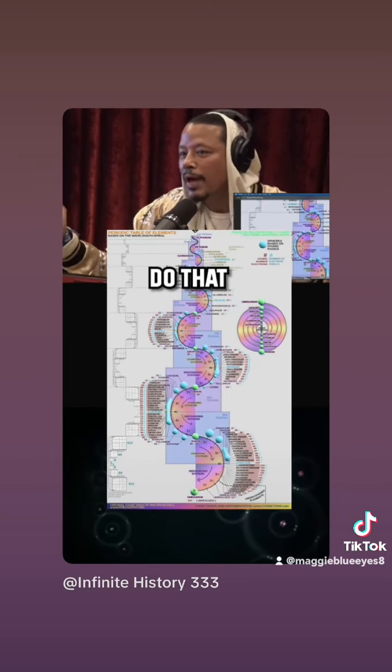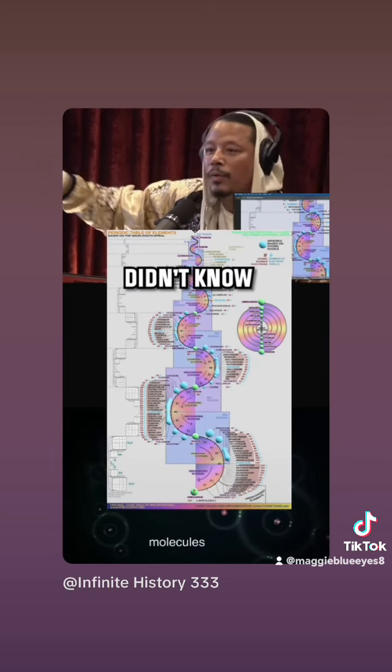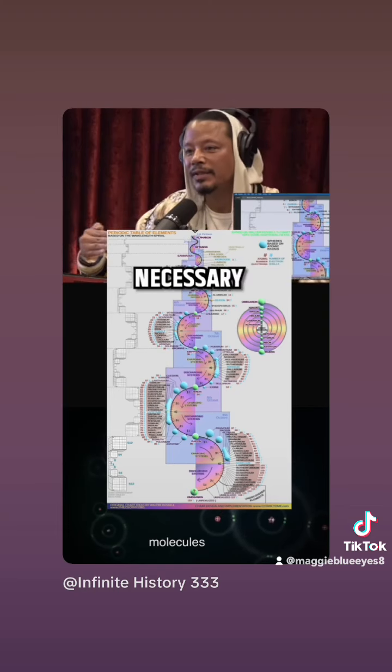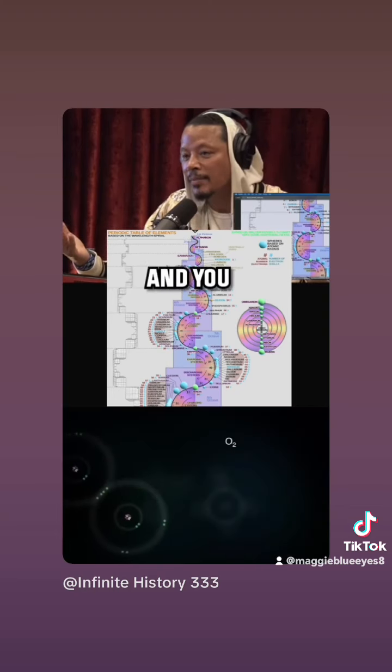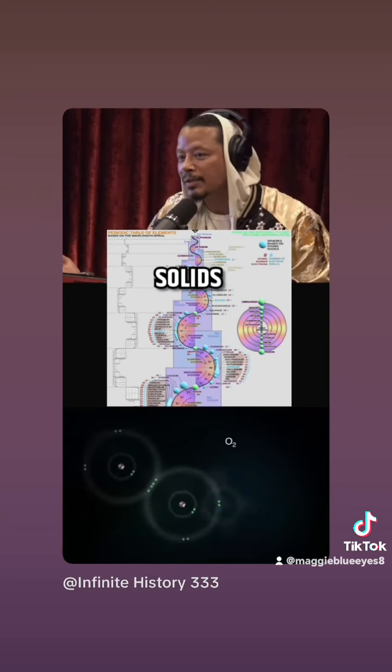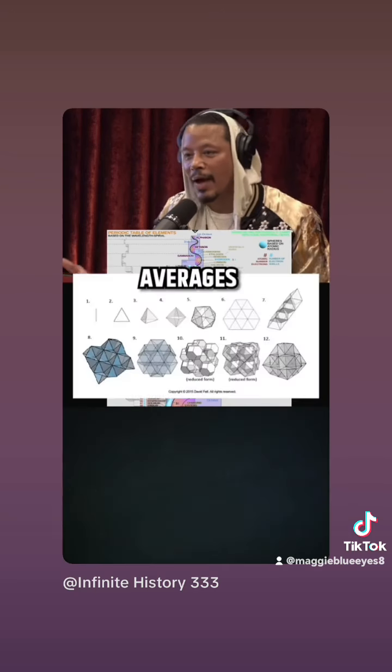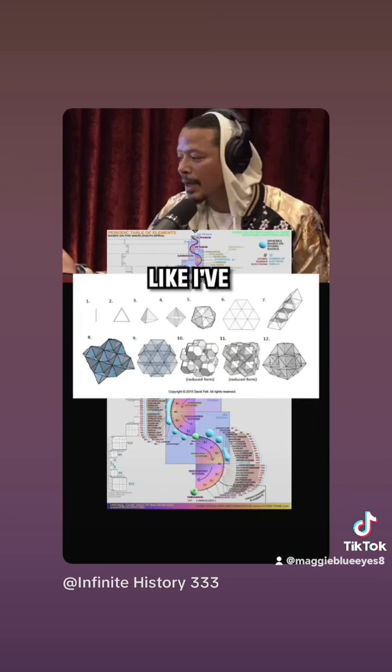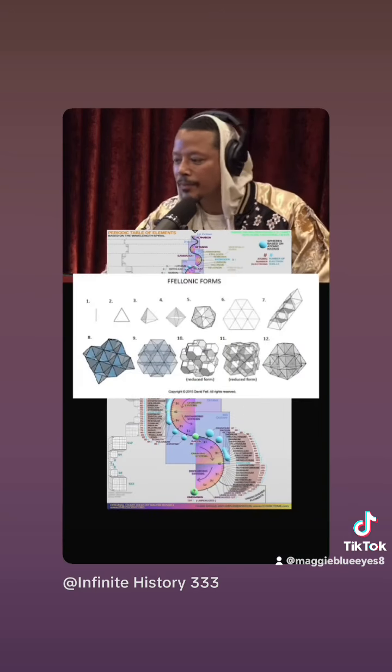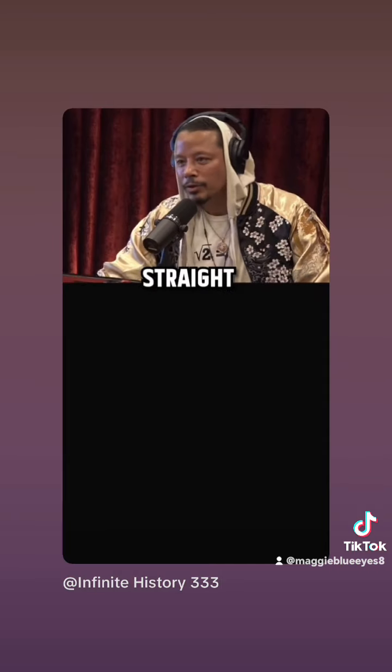We couldn't do that before because we didn't know the angles of incidence that were necessary to open these things up. And you couldn't do that with the platonic solids because the platonic solids were averages and approximations. Like I've said a number of times, you show me a real straight line in nature.